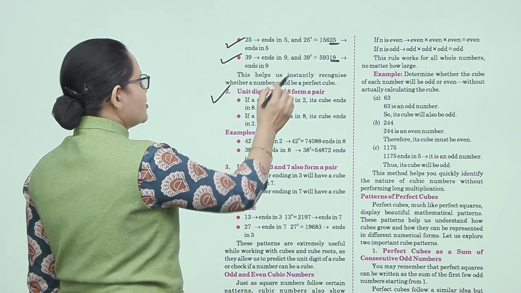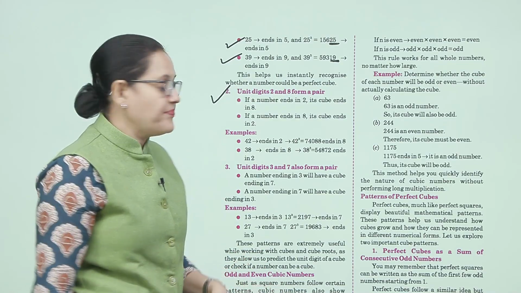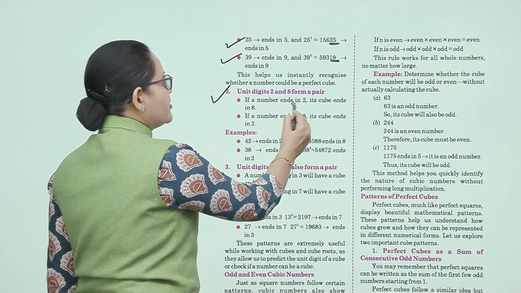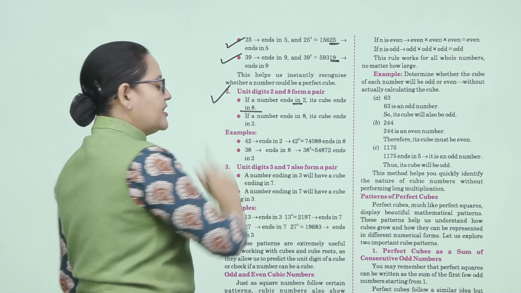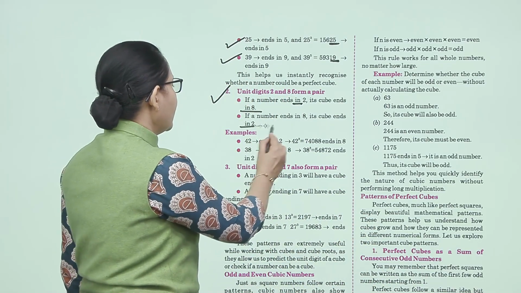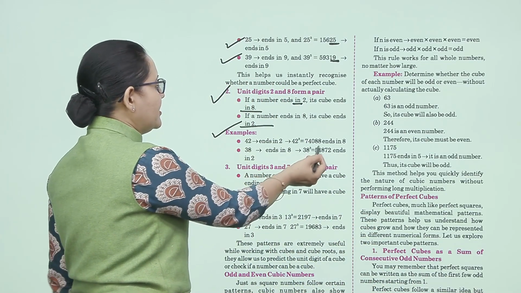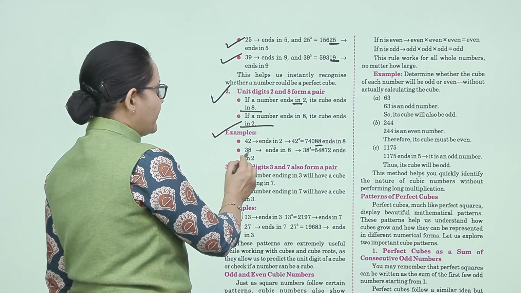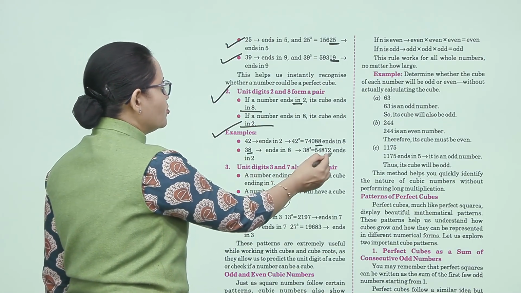Next, unit digits 2 and 8 form a pair. If the number ends with 2, its cube ends with 8. If the number ends with 8, the cube ends with 2. Example, the cube of 42 ends with 8 and the cube of 38 ends with 2.